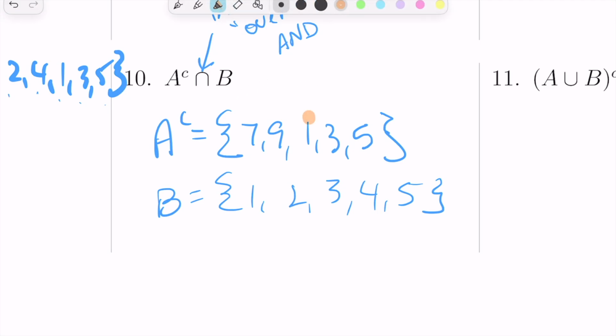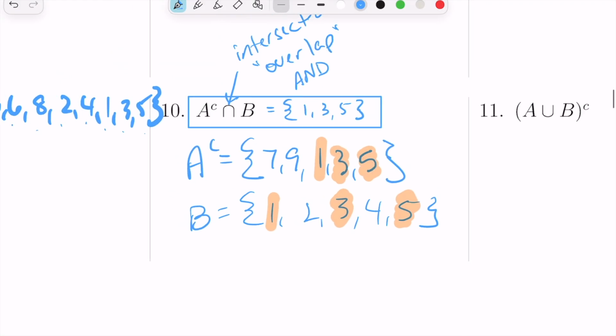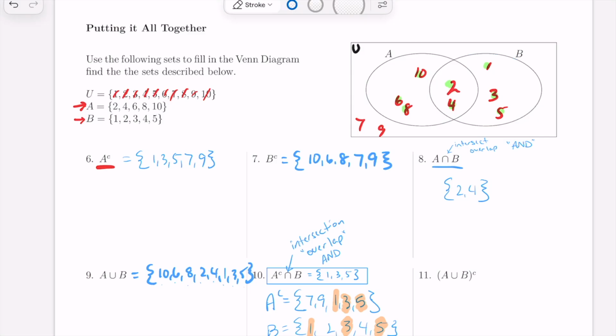Well, I can see that a 1 is in both of them. I see that a 3 is in both of them. And I also see that a 5 is in both of these sets. So my answer is 1, 3, and 5. A complement intersect B is 1, 3, 5. I actually think whenever you're doing complements and intersections, writing it out like this might be a little bit easier. Let's look at what that looks like on the Venn diagram though, and see that on the graph.